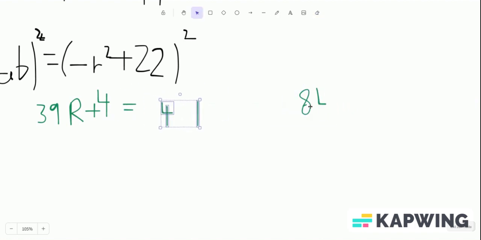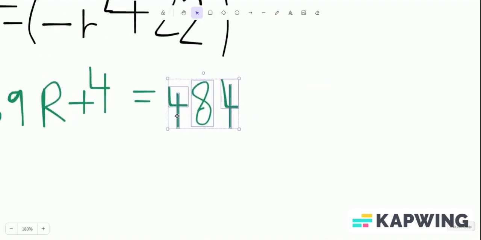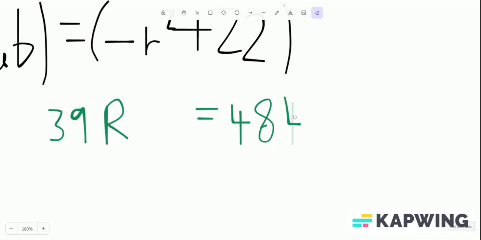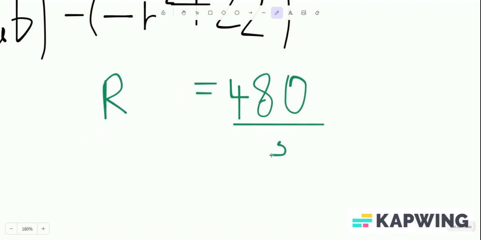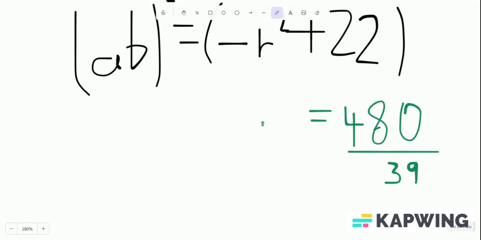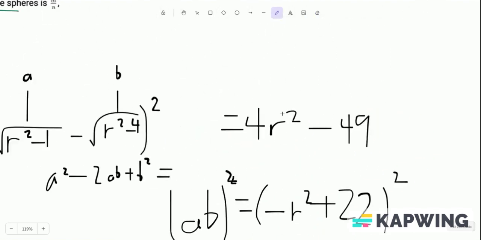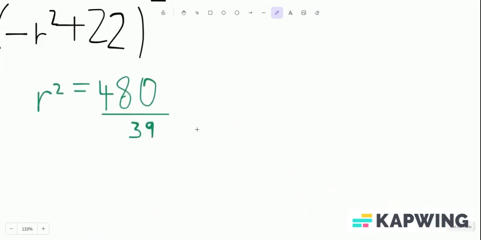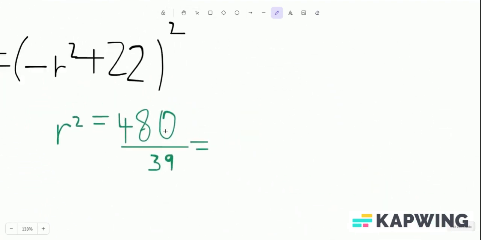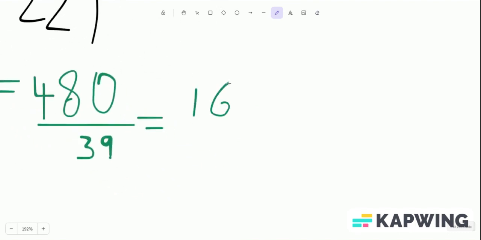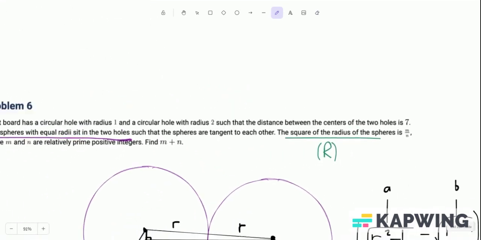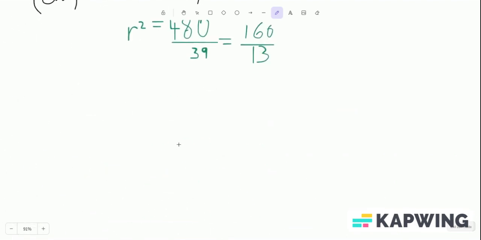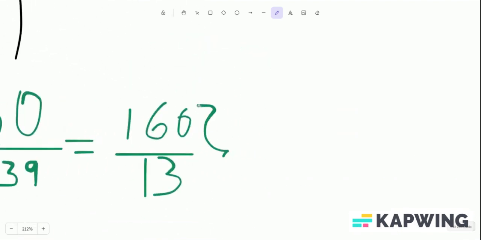Okay, now subtracting 4 from both sides, and finally dividing both sides by 39. This is the square of the radius, which was originally r squared. Now, this is exactly the value that the problem wants, but we have to simplify this first. Divide both sides by 3. We get 160 over 13. Okay. Now it's relatively prime, like it asked for, and simplified, I mean.